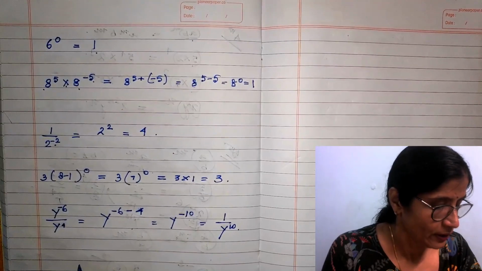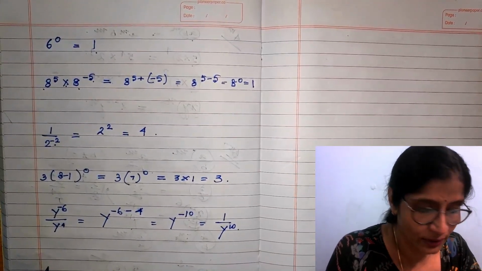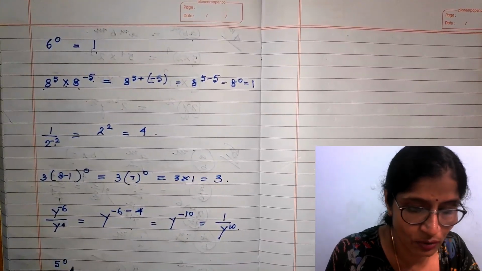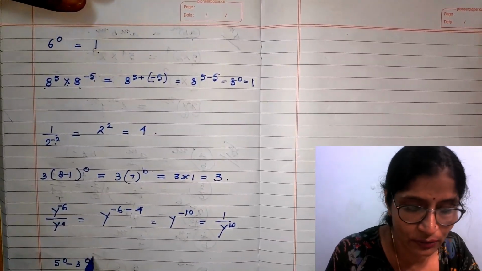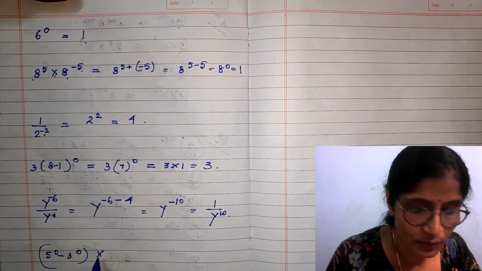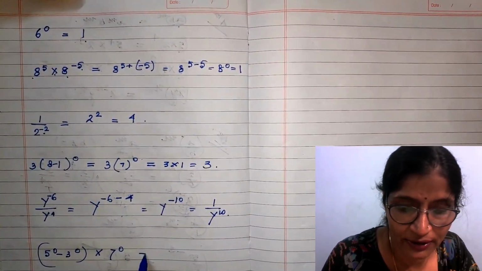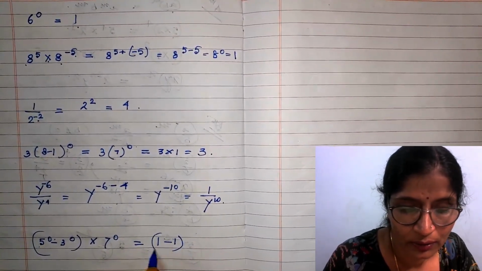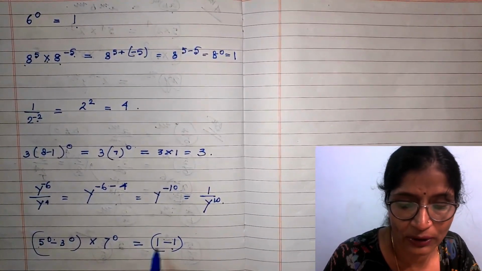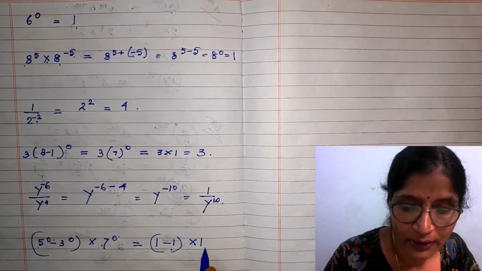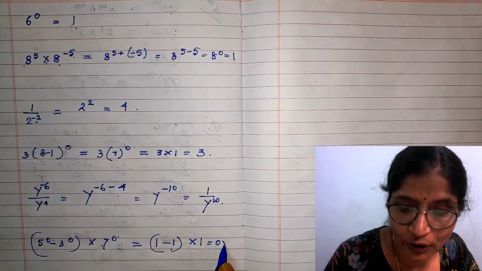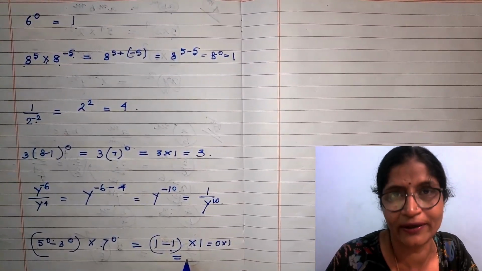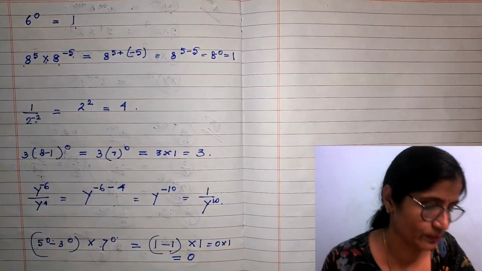Next is the sum, it is given 5 to the power 0 minus 3 to the power 0 into 7 to the power 0, then it is equal to, anything to the power 0 is 1, minus 1, 3 to the power 0 is also 1, 7 to the power 0 is also 1, and 1 minus 1 is 0 into 1, and I know 0 multiplied by any number is what? 0 multiplied by any number is 0, so this is 0.